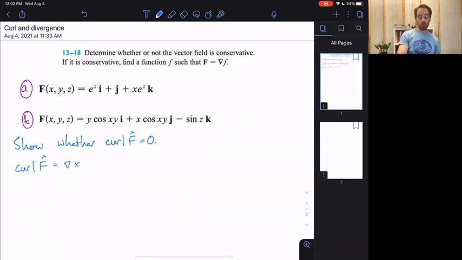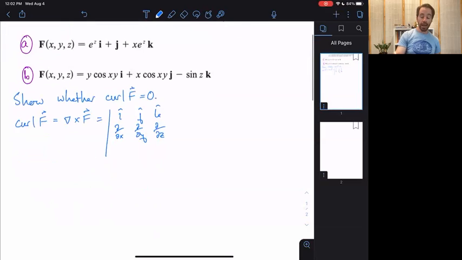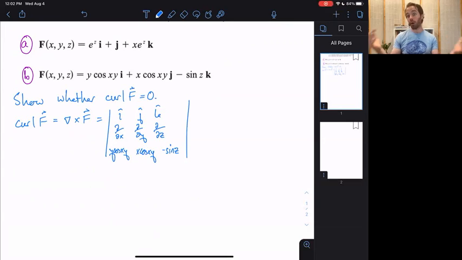The curl is equal to the del operator cross F, which is i, j, and k, partial with respect to x, y, and z, and then the components of the vector field itself: y cosine xy, x cosine xy, and negative sine of z. When I get part of the way through writing a cross product, I always realize I didn't give myself enough room on the final row. Oh, well. So the usual way of computing this is the i component is this minus this.